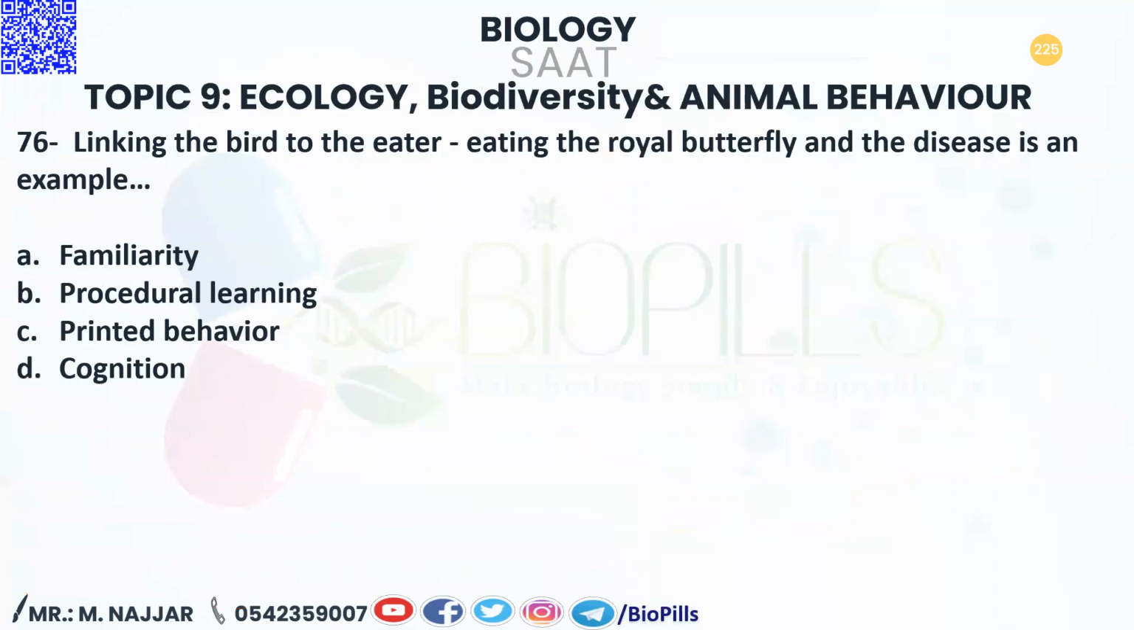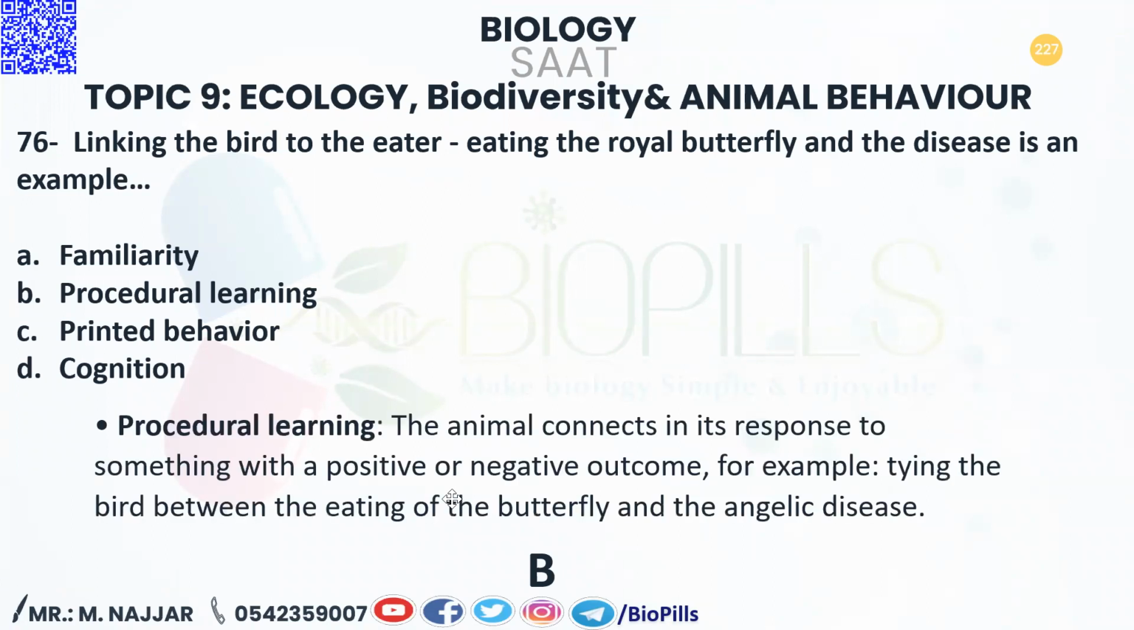Yes, now you are aware enough to answer all of the remaining questions, so we're going to go through them fast. Question number 76: linking the bird to eating the royal butterfly and the disease is an example of A, familiarity, B, procedural learning, C, imprinted behavior, D, cognition. Yes, perfect. Procedural learning. And now you know the meaning of that.